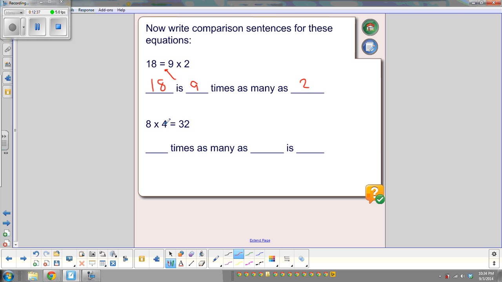All right, 8 times 4 is 32. So blank times as many as blank is. Oh, here it is again. Is tells me to equal. So I'm going to put my 32 here, because 32 is on my other side of my equal sign. And blank times as many as is 32. So I'm going to go 8 times as many as 4 is 32.